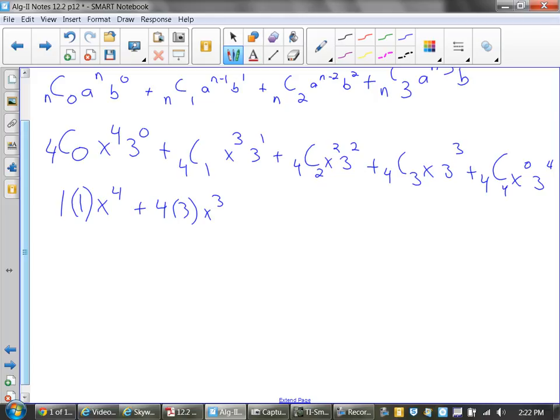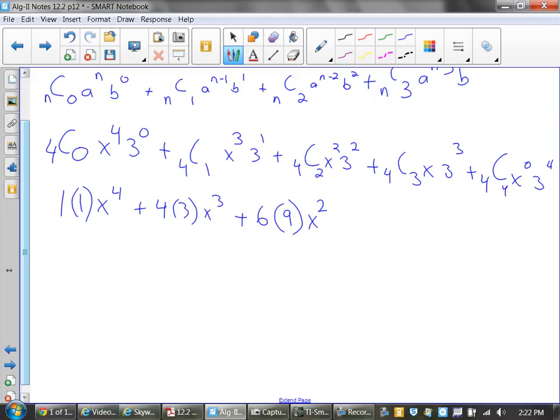4 choose 2. I think it's 6. Yeah. 4 choose 2 is 6 times 3 squared, which is 9. X squared. That was just some horrible factoring problem. Foil. You're foiling it out. You're multiplying out. You're expanding it. Factoring is condensing.